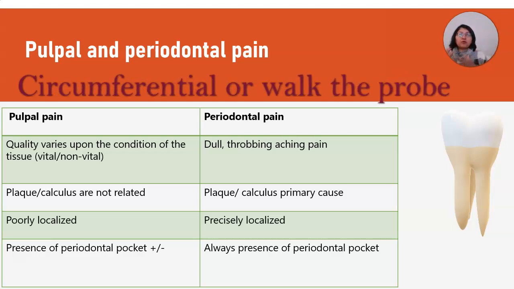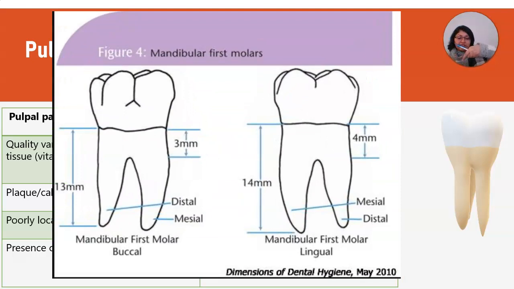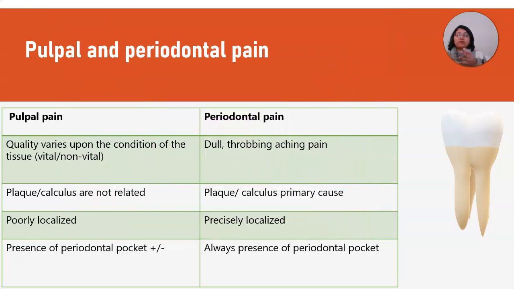Again, I'm assuming you know it. Furcation, like in a mandibular molar, will be your buccal and the lingual furcation involvement. So you will be able to diagnose if you actually move the probe 360 degrees around the tooth, and then you'll be able to find a dip in one region or two regions. You will be able to actually find a periodontal pocket of like 5 millimeters or 6 millimeters.